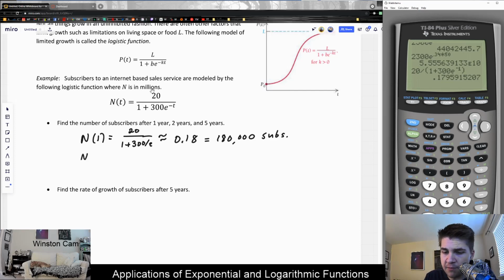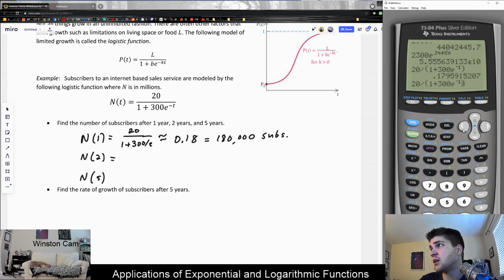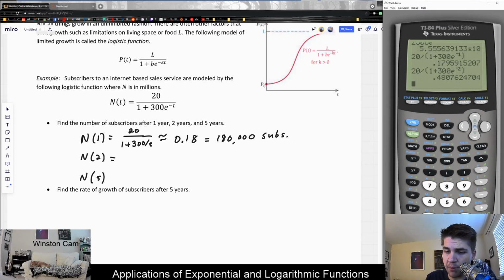And then what about n of 2 and n of 5, the number of subscribers after 2 years and 5 years? Again, we can plug in the same thing, so I would just need to change this to -2 to adjust for 2-year growth, which would leave me with 0.48, or approximately 480,000 subscribers.